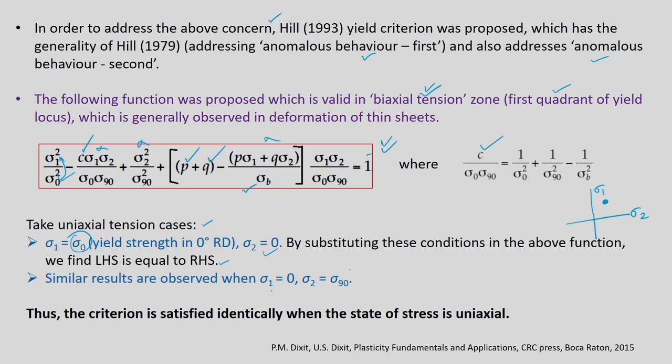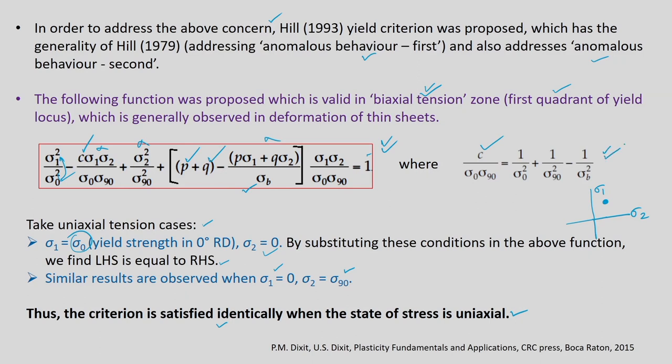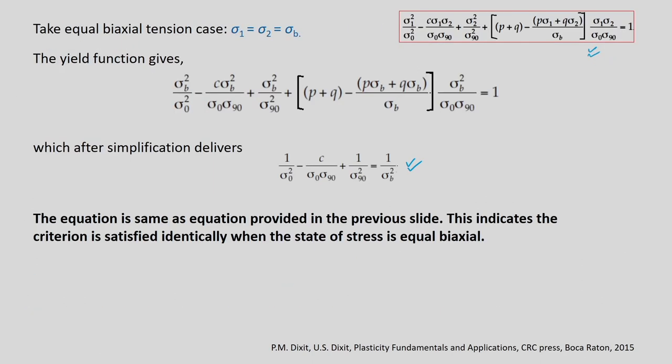Similarly, when you take the transverse direction, you call that yield strength sigma 90 and put sigma 1 equal to 0 here; similarly the left side and right side would be equal. Thus the criterion is satisfied identically when the state of stress is uniaxial. You can also consider the biaxial case, sigma 1 equal to sigma 2 equal to sigma b. You put it in this equation and it is going to give you this result, which we have written here also. It is going to give you the same result.